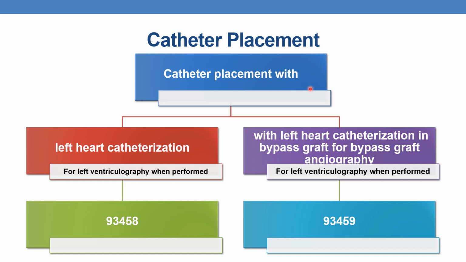Next is catheter placement with left heart catheterization. Left heart catheterization, whenever performed, includes left ventriculography for non-congenital heart defects. Catheter placement with left heart catheterization, the code is 93458. Catheter placement with left heart catheterization in bypass graft for bypass graft angiography, the code is 93459.